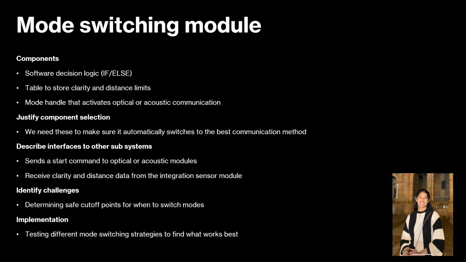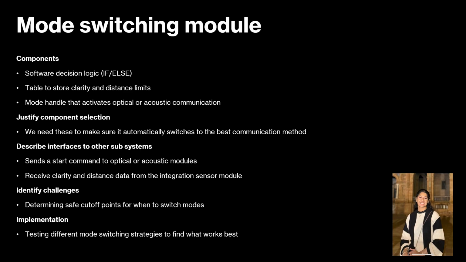Here we have the mode switching module. This subsystem is responsible for deciding whether the knifebot should communicate using optical or acoustic signals, and whichever one it chooses, it switches to that specific signal. First, it includes our software design logic, basically the if-else rules that will compare clarity and distance value. We also have a small table to store the limits that tell us when optical communication is still usable and when we should switch to the acoustic. The mode handler then activates the correct communication module based on these conditions.